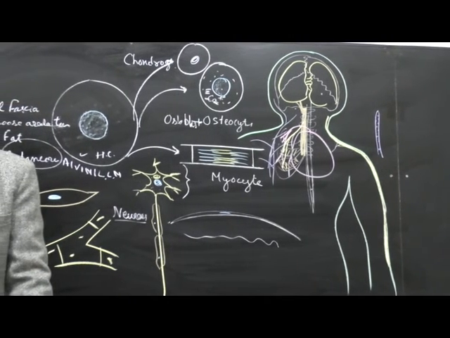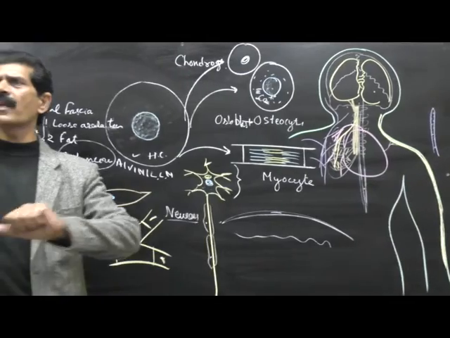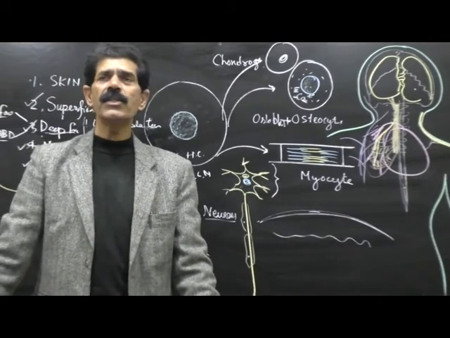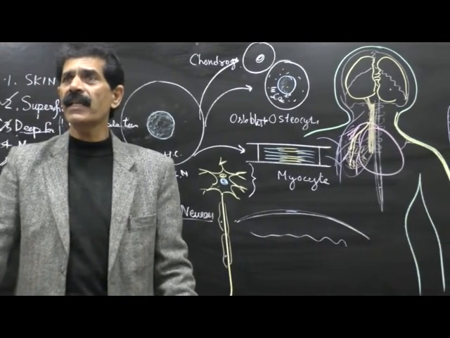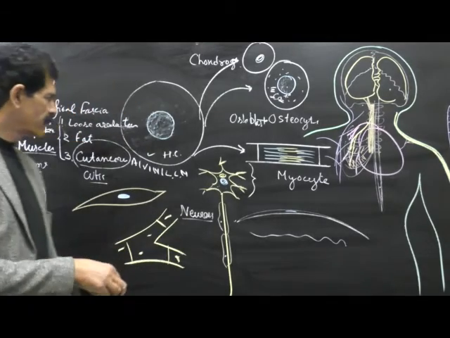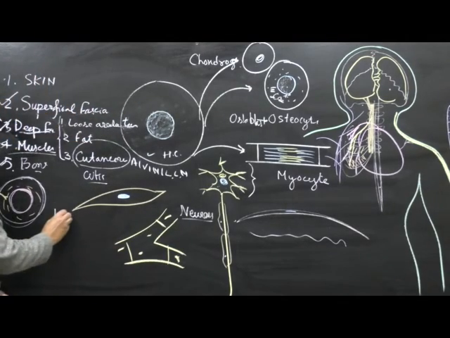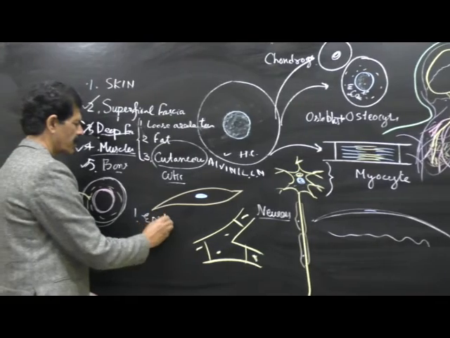Like arteries and veins, lymphatics are also spreading from head to toe in each and every tissue of the body except 3 regions. Number 1, epidermis of the skin. It is absent.